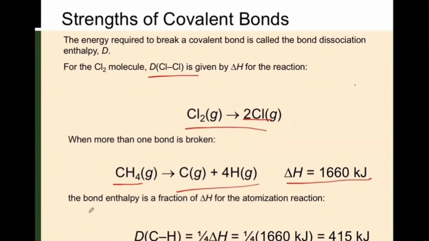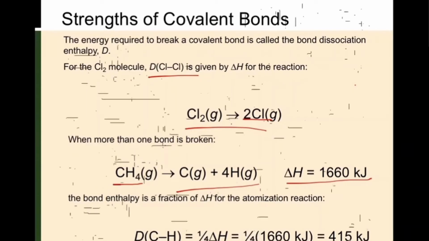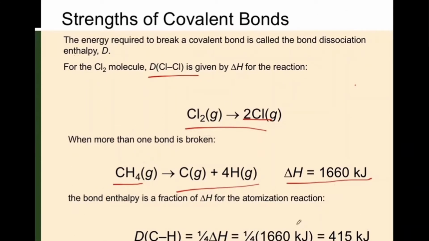The bond enthalpy is then a fraction of delta H for the atomization reaction. So that's a quarter of this energy. The dissociation of a single CH bond is going to be 1/4 delta H, which is equal to 1/4 times 1660 kilojoules, which is equal to 415 kilojoules per CH bond. The reason why it's a quarter is because there are 4 CH bonds in methane. Remember, methane has a tetrahedral structure, something like this.